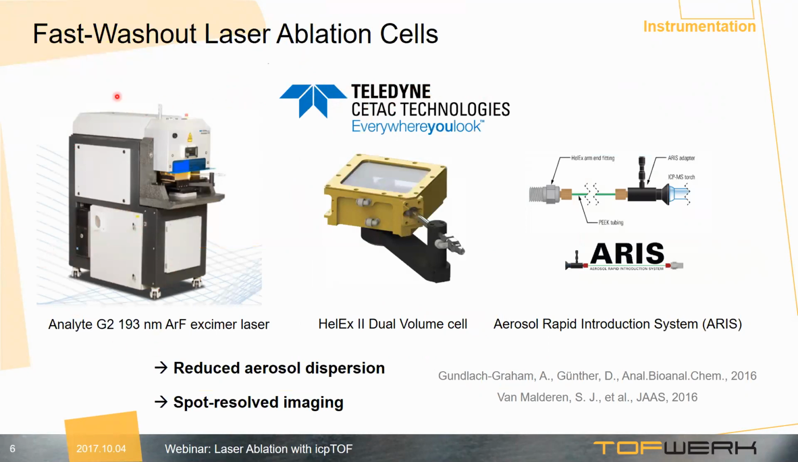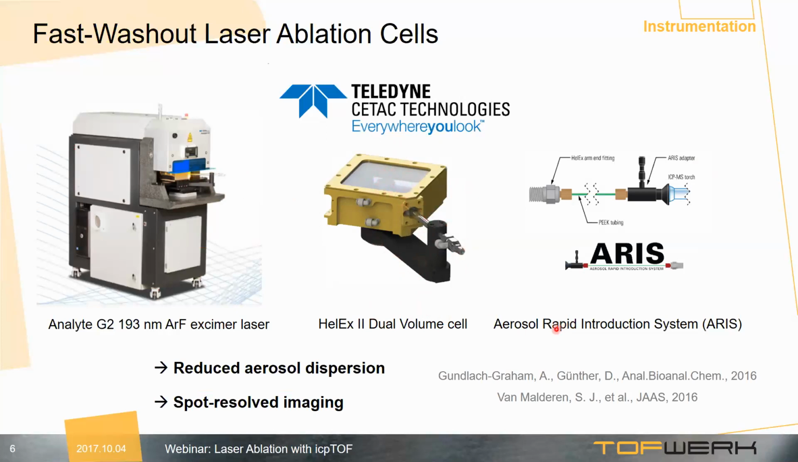So here we use this Analyte G2 laser, which is an argon fluoride excimer laser, and has a wavelength of 193 nanometers. And that is good for ablating solid samples like minerals, but also biological samples. And this is equipped with this Helix 2 sample cell. And this is a dual volume cell. That means we have this ablation cup here in the center. And this basically helps to keep all the aerosol in one place and transport it efficiently out of the cell.